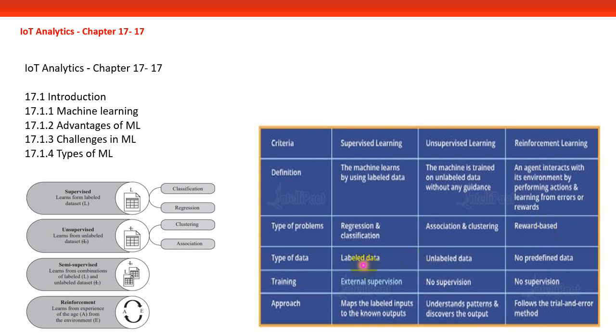Here, labeled data; here, no labeled data, and no predefined data is available. Here, external supervision; here, no supervision. Here also there will be no supervision. We're not going to have supervision in these two cases. But in the supervised case, it uses the previous experiences and remembers them, and it uses that approach. It maps the labeled input to the output.